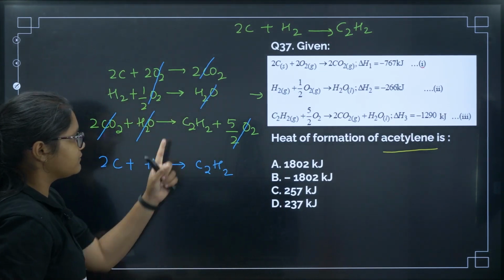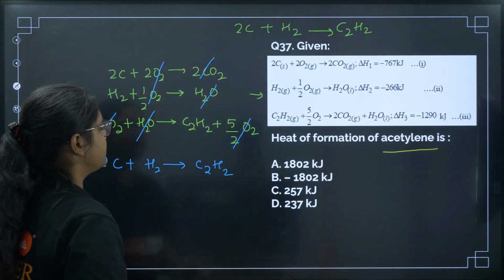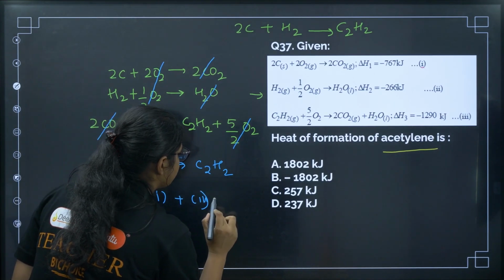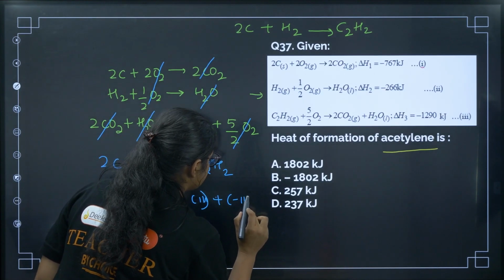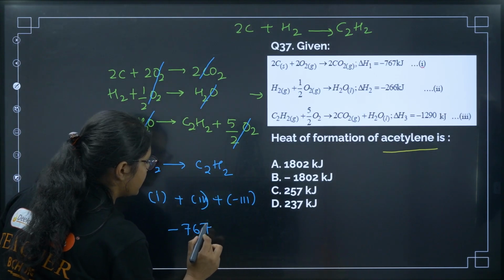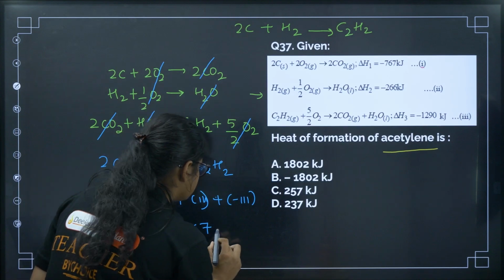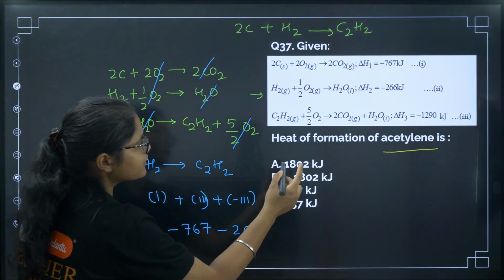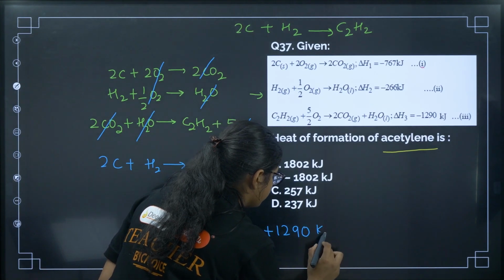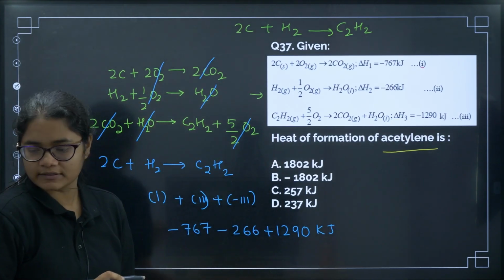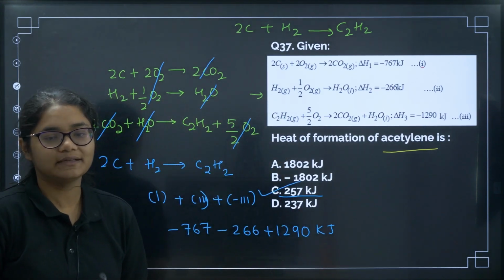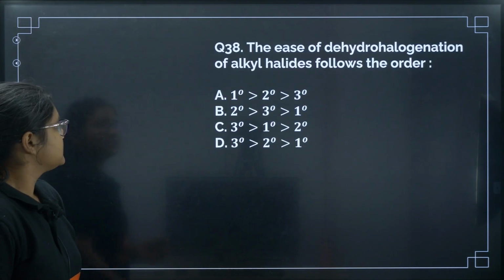This is the reaction that we required here. Now what we have done, we have simply added 1 and then we have added 2 and we have reversed the 3 value, right? Minus of 3 value. So if I put the values here, minus 767, okay, and then we have minus 266, and the third one I will reverse, so it will be plus 1290 kilojoule, okay. So now if you solve this one, you will be getting the answer around 257 kilojoule, that is option number C, okay. Now let us see the next question.